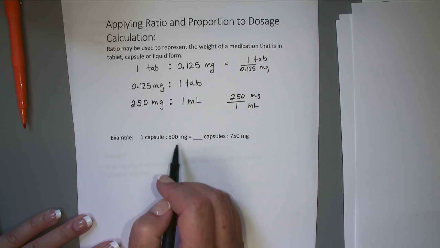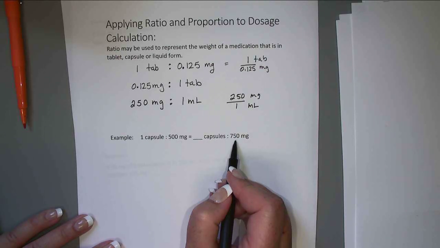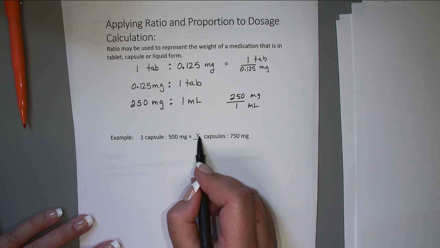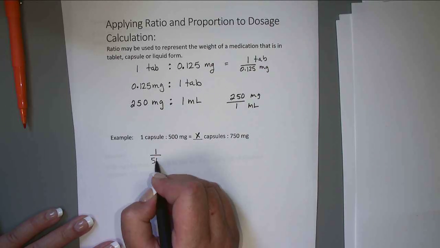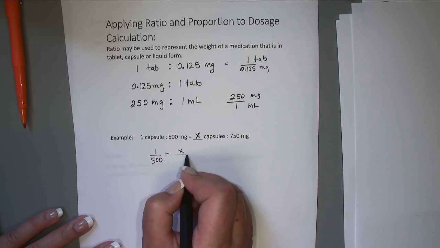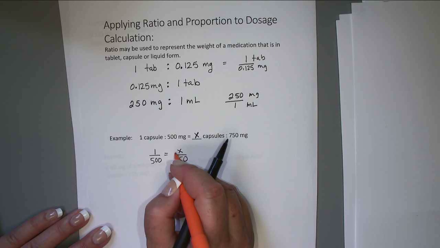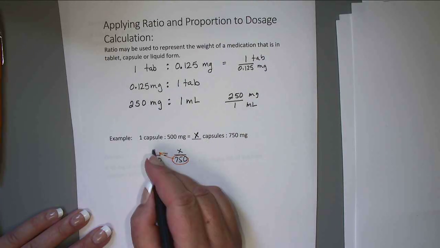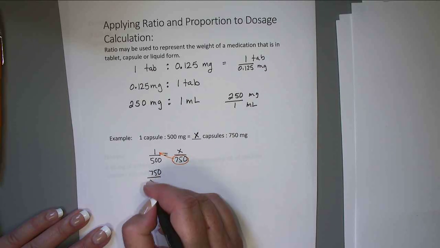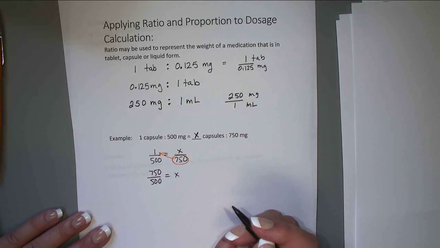So here I said one capsule contains 500 milligrams of medicine. So how many capsules is in 750 milligrams? So let's suppose that's x that we're trying to solve for. We could say 1 over 500 is equal to x over 750. We would cross multiply. We want to solve for x, and that's on the top already of that side. So move the 750 over, and we'll have x is 750 divided by 500.